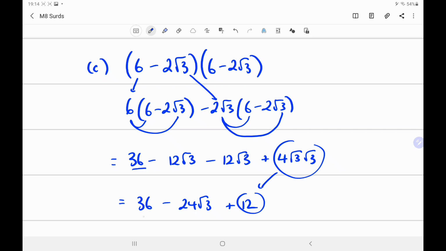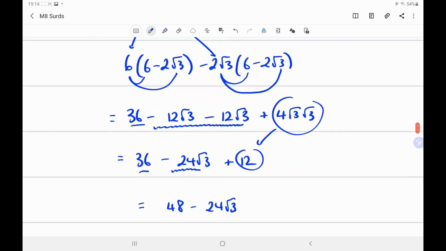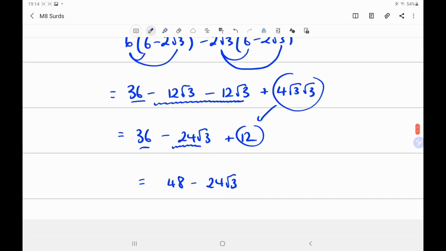So then 36, this middle bit, subtract 12 root 3, subtract 12 root 3, well then that just comes together. Subtract 24 root 3, and then tidy it up, you have two numbers. 36 plus 12 is 48. So 48 subtract 24 root 3.